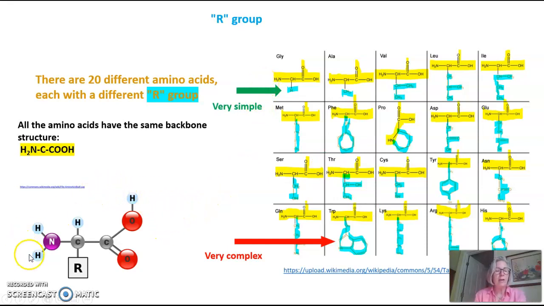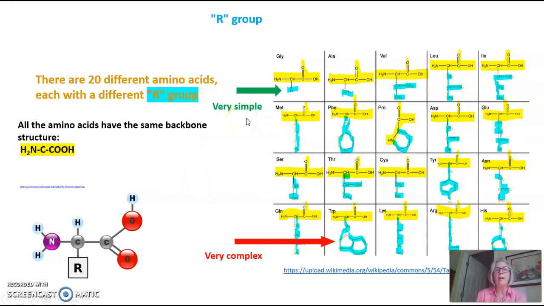So if we look down here on the left, you can see the example of an amino acid, and you can see this backbone, this NCC. Well, there are 20 different amino acids, and if you look over here in the table, I've highlighted each backbone of each of the 20 different amino acids in yellow. So you can see the amino group, a carbon, and then a carboxyl group. Amino, carbon, carboxyl in each of these amino acids. They have an R group. An R group is what varies between each of the 20 amino acids.